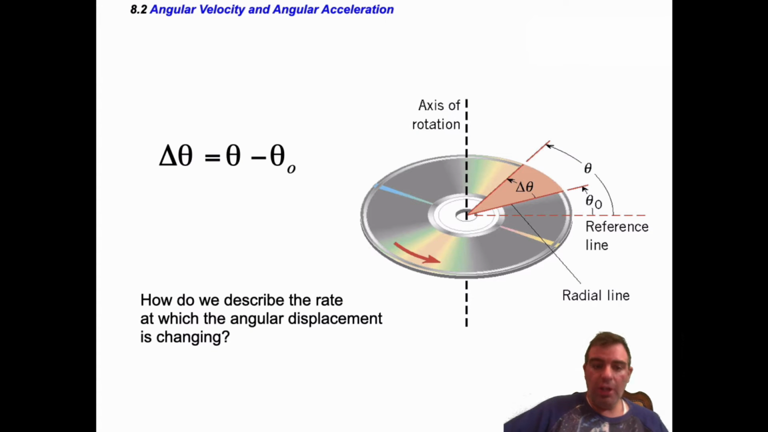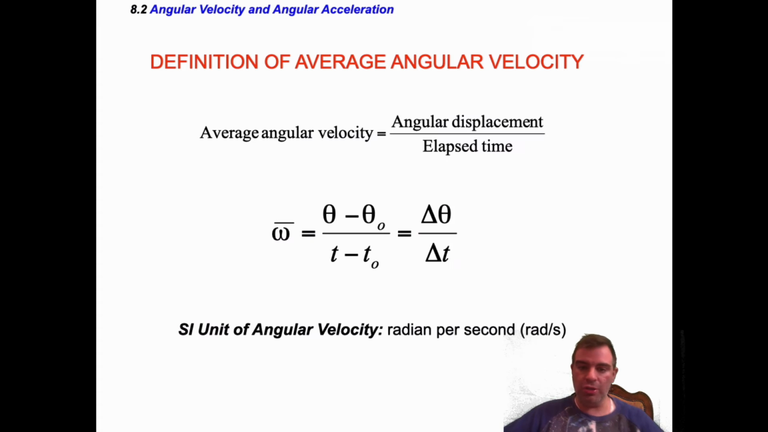So we just said that the change in angle of displacement, that is theta final minus theta initial. So if that's displacement, how do we actually describe the rate, which is of course the rate of change of displacement? That is velocity. Just like we did with linear kinematics, angular velocity is the change of angular displacement divided by the elapsed time. So it's delta theta over delta t.